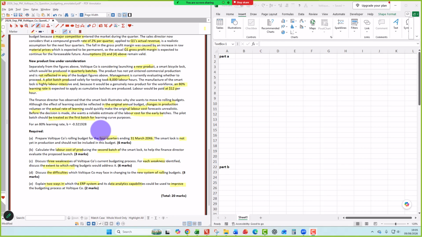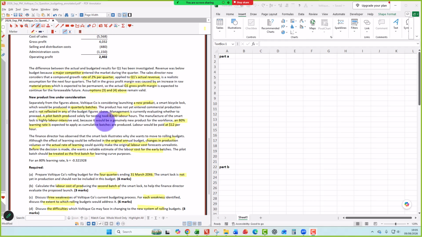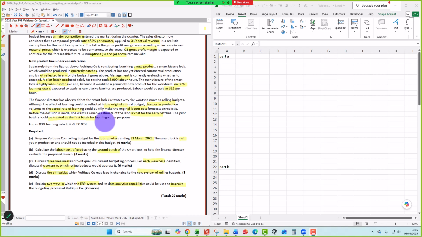The way I would do this, I would always look at the requirements first. You see I've highlighted some key points, but I would start with the requirements before I even start to read any of that information, because what I'm doing is creating context. I know that the first part of the question is preparing a rolling budget. So as I start to look through the question, I'm thinking, oh, that's part of the rolling budget information, and I highlight the relevant bits. Other bits I read have nothing to do with the rolling budget, so I need to put those in another category.